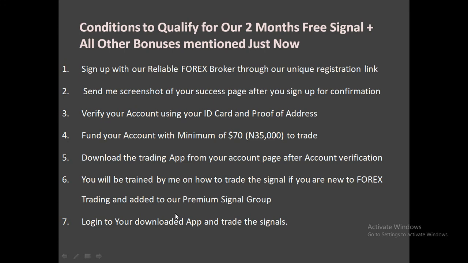So you will be trained by me if you are new to Forex trading. Don't worry, if you are new, we will give you the necessary training you need to start and to be profitable. Lastly, you will log into your downloaded app and trade the signals that we'll be sharing with you. So those are the conditions to qualify for our free signal.